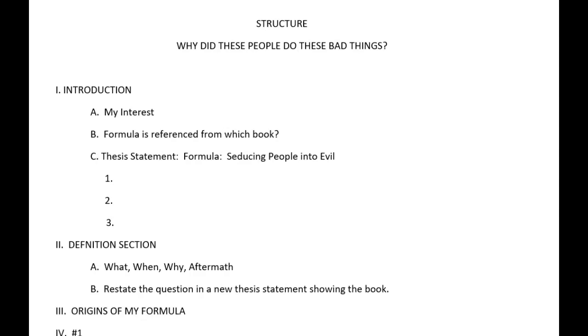Okay, so then, of course, my introduction always starts with my interest. The formula is referenced from which book. And so for this, it's Seducing People into Evil. And so I'm going to go over to, what I did is just Google, and I'll show you. Let's go over to Google real quick.